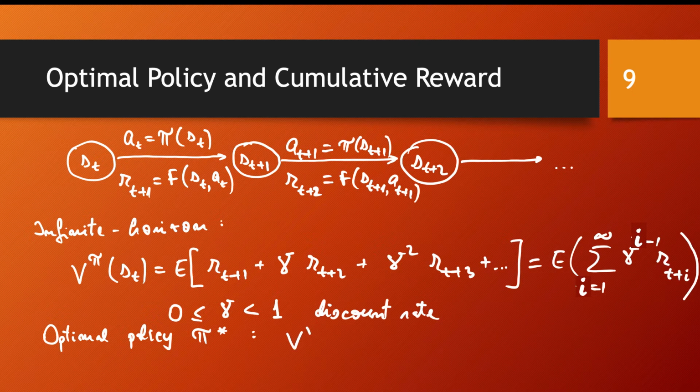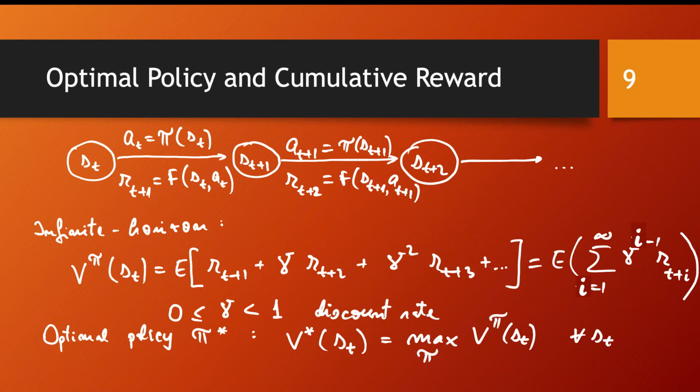So V star of state ST, we want this to be maximum for any policy pi of the value V pi of ST. And we want this to be true for any state ST. So once again, the optimal policy pi star is that one which in any state we are in is going to give us the maximum we can get in that state following any possible policy.